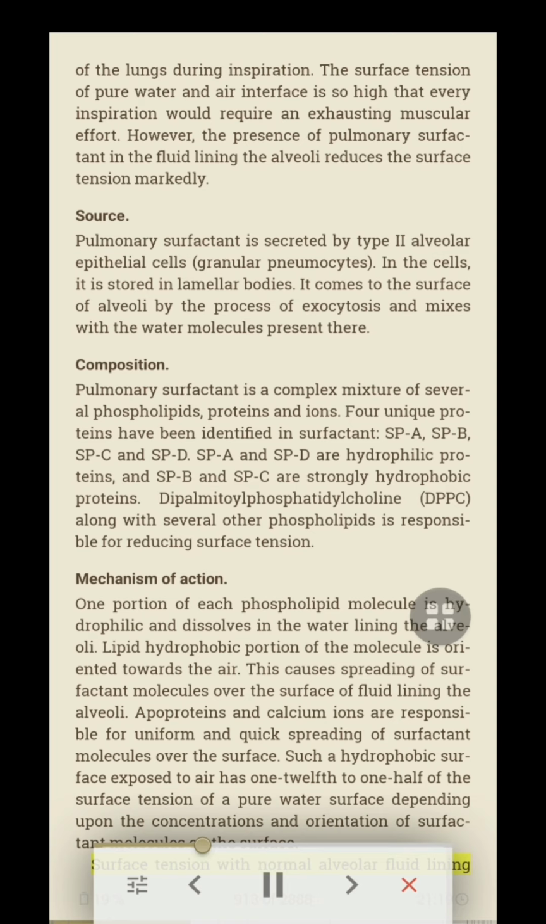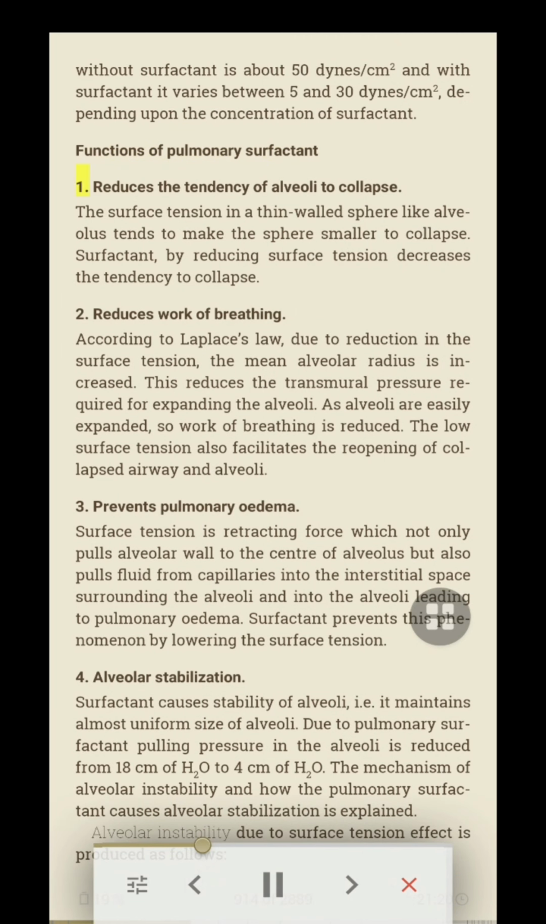Surface tension with normal alveolar fluid lining without surfactant is about 50 dynes per square centimeter, and with surfactant it varies between 5 and 30 dynes per square centimeter, depending upon the concentration of surfactant. Functions of pulmonary surfactant. 1. Reduces the tendency of alveoli to collapse. The surface tension in a thin-walled sphere like an alveolus tends to make the sphere smaller, to collapse. Surfactant, by reducing surface tension, decreases the tendency to collapse.